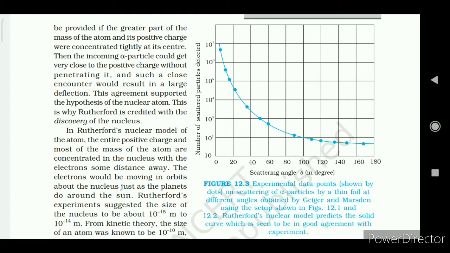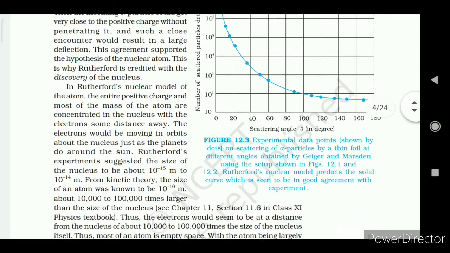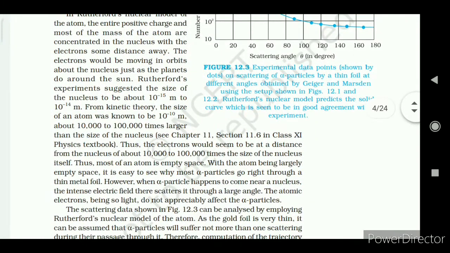With the atom being largely empty space, it is easy to see why most alpha particles go right through the thin metal foil. However, when an alpha particle happens to come near a nucleus, the intense electric field will scatter it through a large angle. The atomic electrons, being so light, do not appreciably affect the alpha particles.